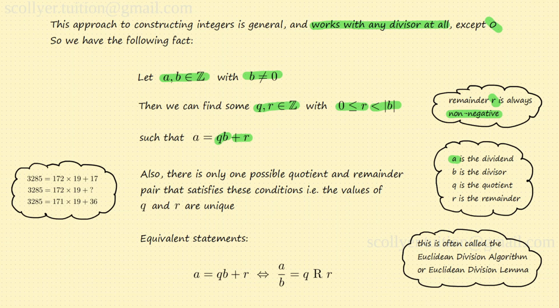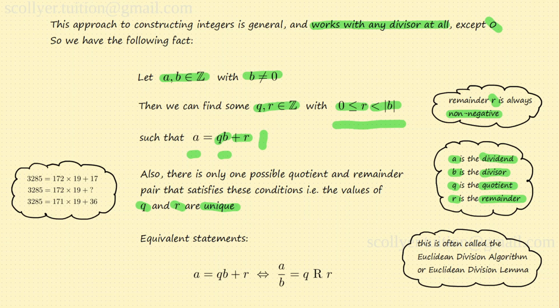And we call a the dividend, the number we're trying to construct, b the divisor, the number from which we are constructing it, q is the quotient, and r is the remainder. And as long as we choose an r that satisfies this condition, then q and r are unique. There's only one possible pair of values from which we can construct a from b using this formula.